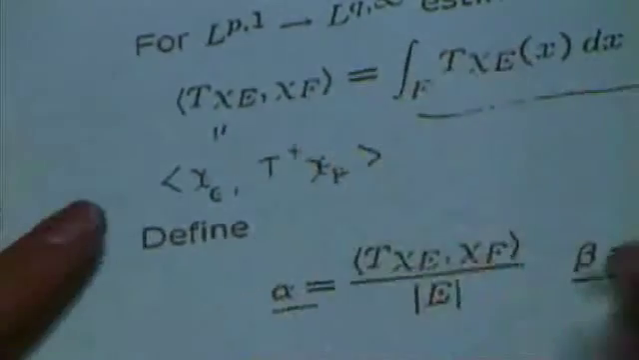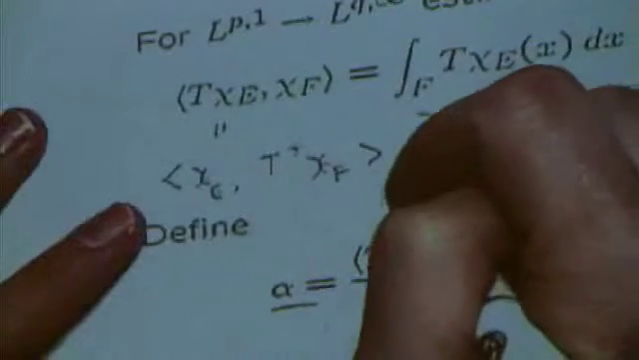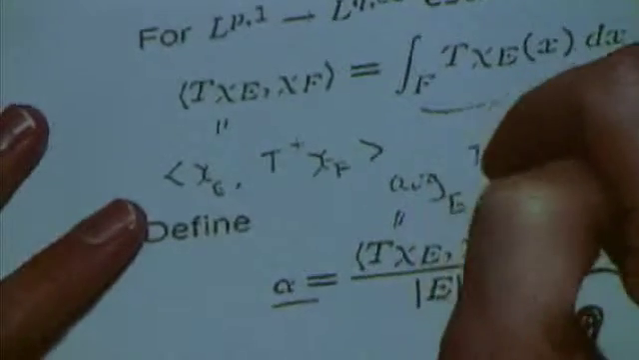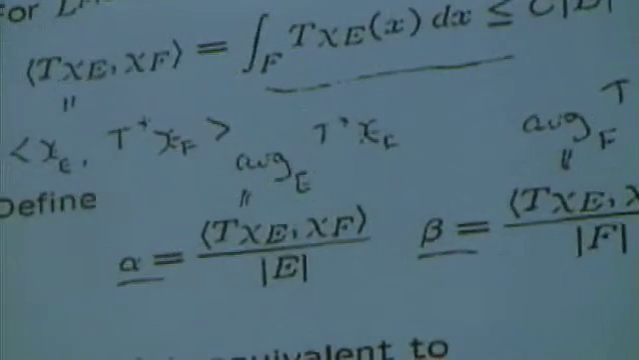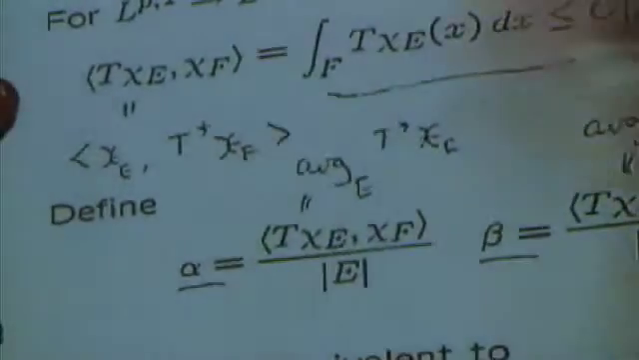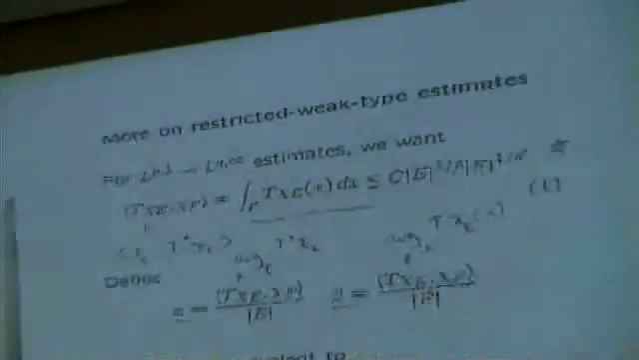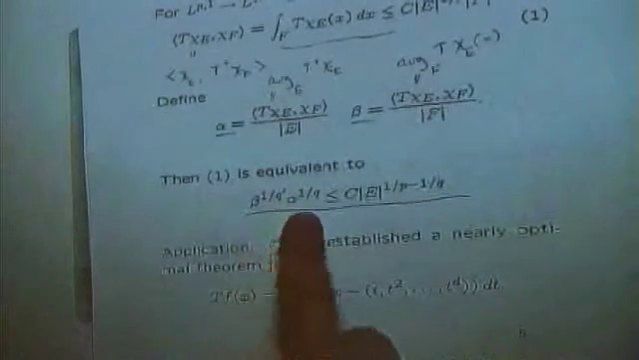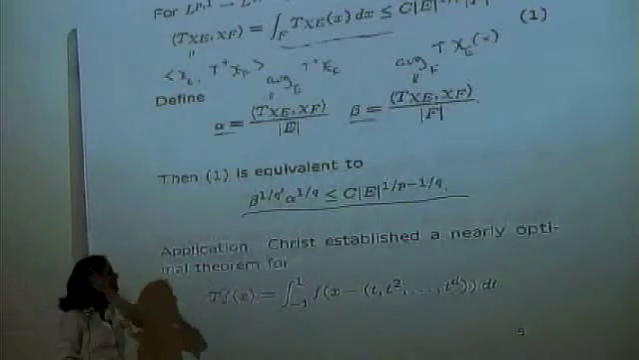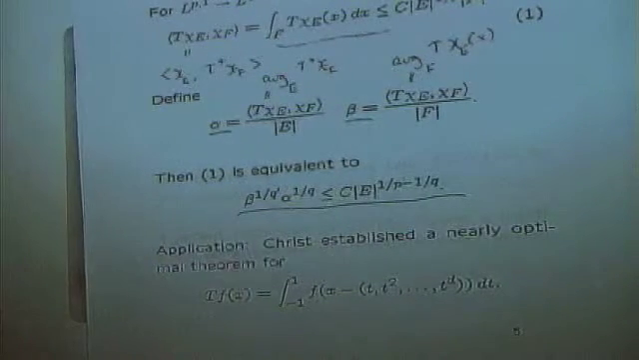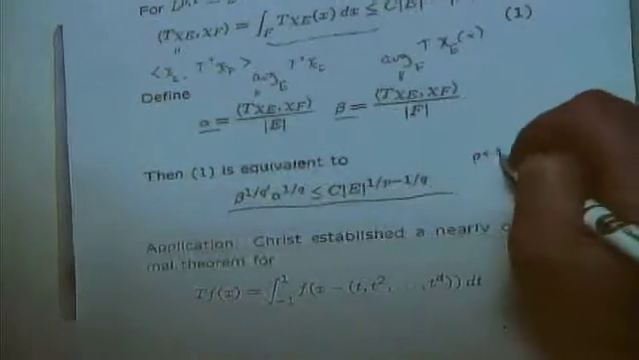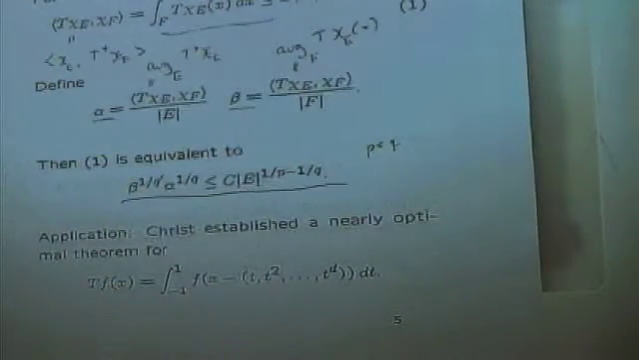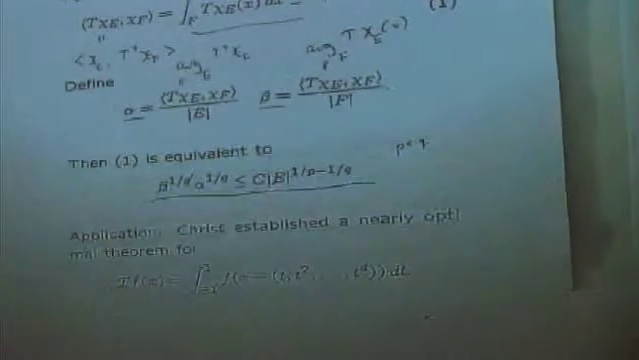And by duality, this is equal to chi_E paired with T star chi_F. So there's a similar interpretation: this is just the average on E of T star chi_F. And so this estimate is equivalent to showing a bound: beta to the 1 over q prime, alpha to the 1 over q, less than or equal to a constant times the size of E to the 1 over p minus 1 over q. And since p is less than q, this amounts to showing a lower bound for the volume of the set E.